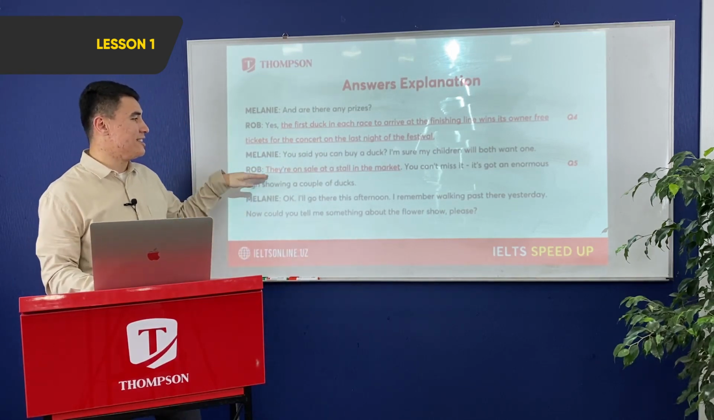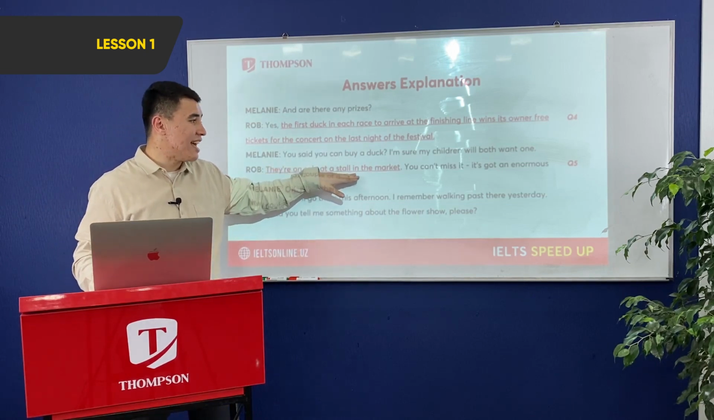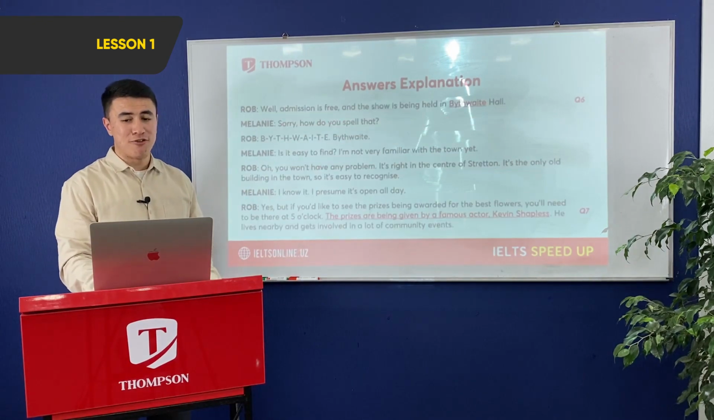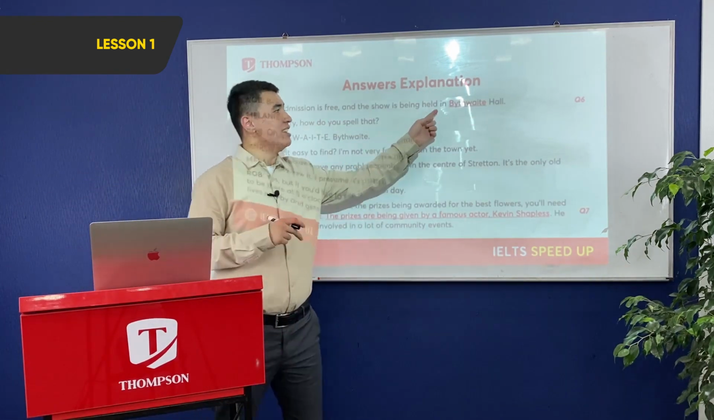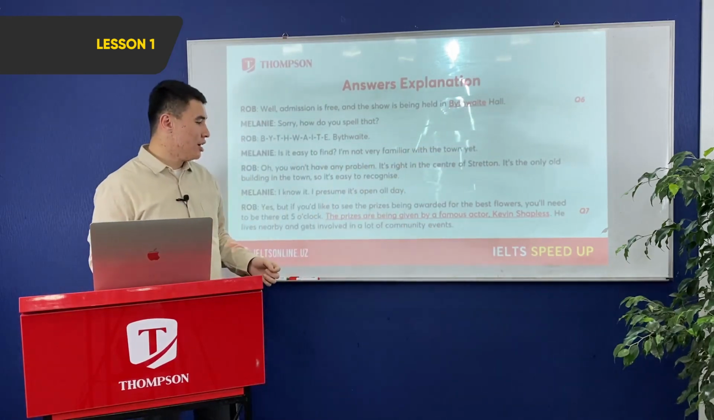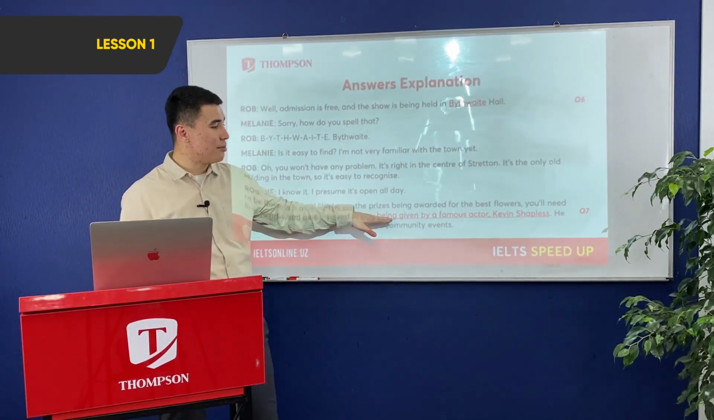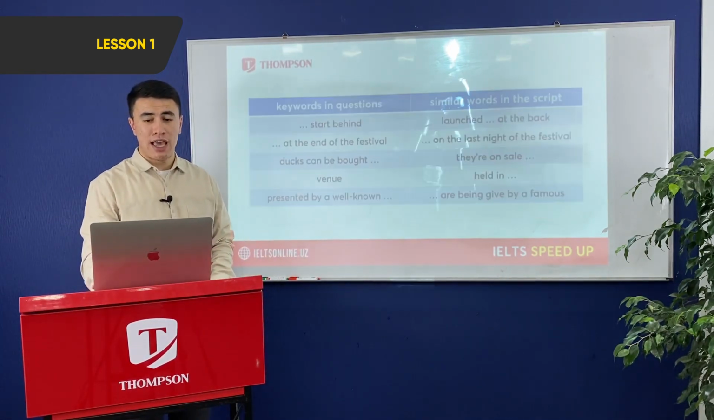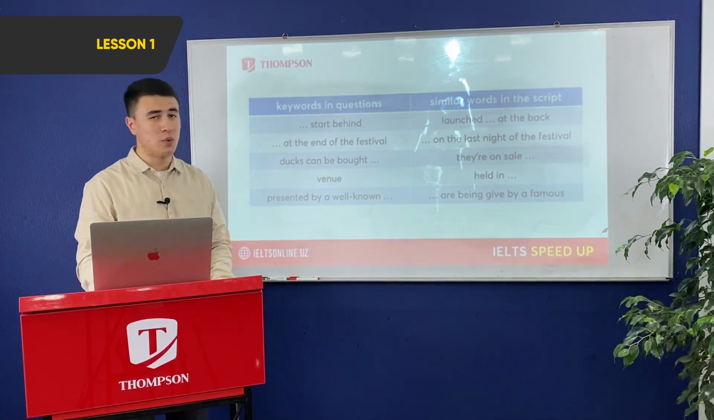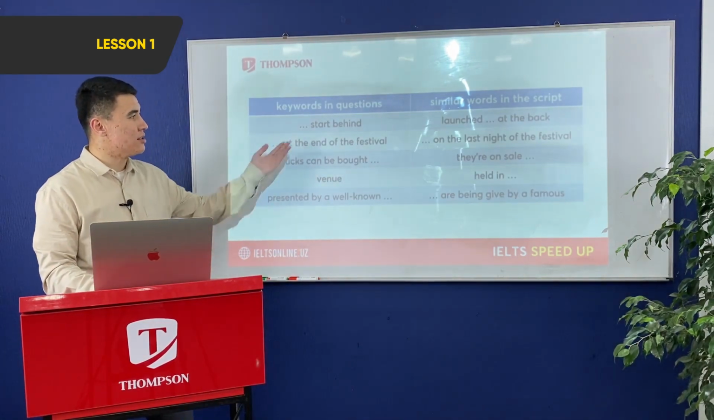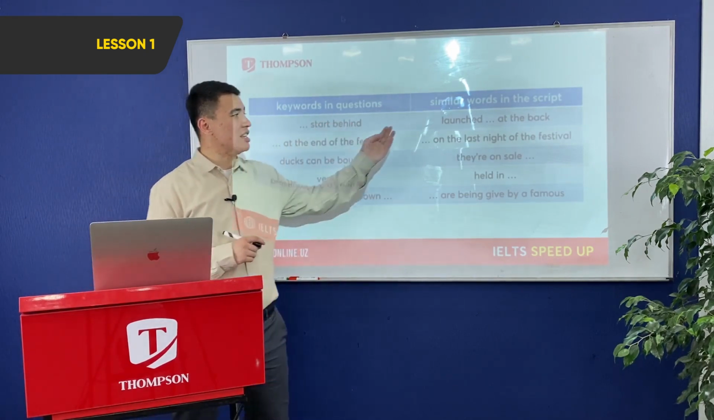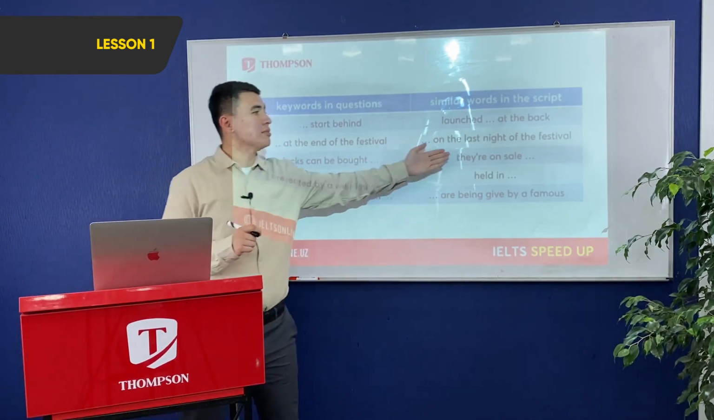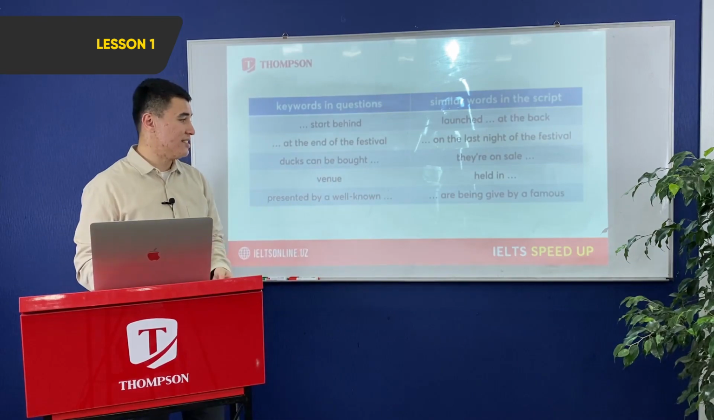And the next one is they are on sale at a stall in the market. So the location is market. And for the next question, as you can see, it is Bythwaite Hall. For the last question, the prizes are being given by a famous actor, Kevin Shapless. And of course, at the end of the listening, we have the keywords table. So start behind has been paraphrased as launched at the back, and ducks can be bought is paraphrased as they are on sale.